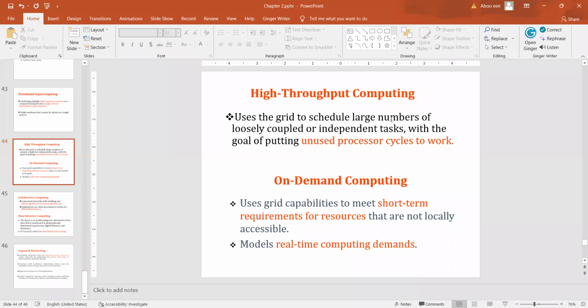They are getting this from grid computing because the resources required to accomplish this task are not available locally or not locally accessible. So they are getting the grid capabilities to finish off this computing requirement.